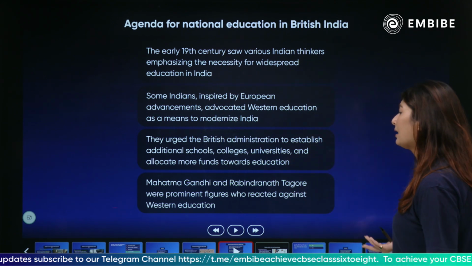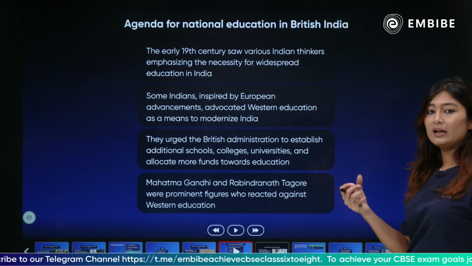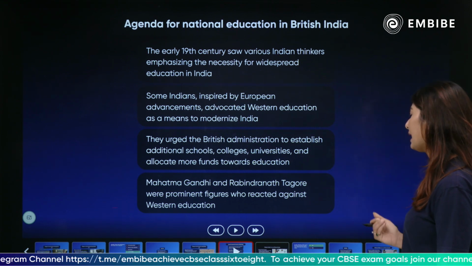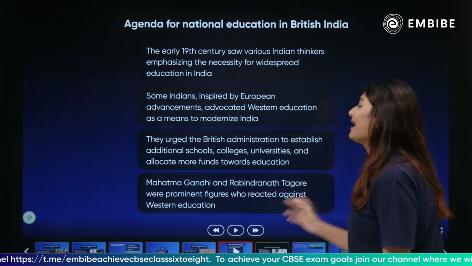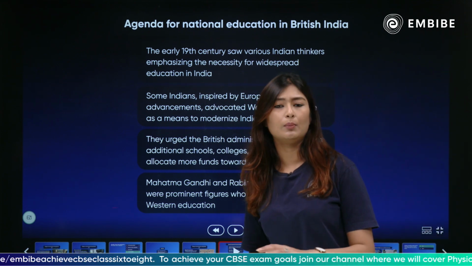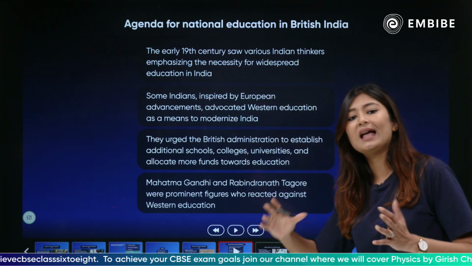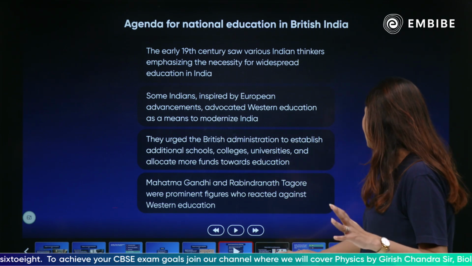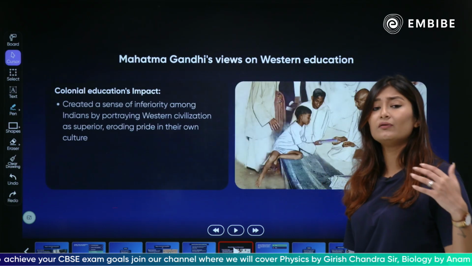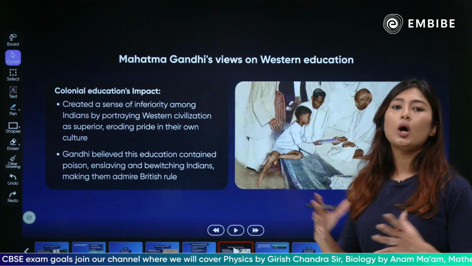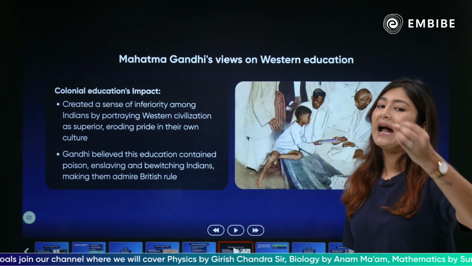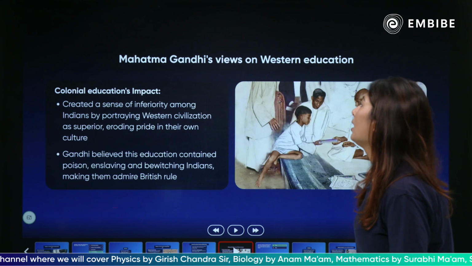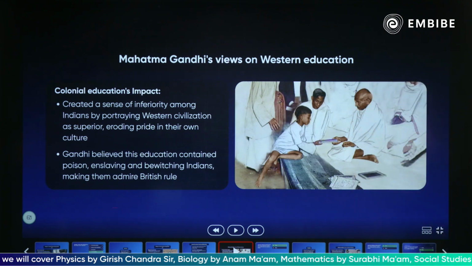Mahatma Gandhi and Rabindranath Tagore, they were very, very prominent, they were these big figures at that time, but they were against the Western education. They were not completely in favor of all these changes and the way it was happening back at that time. They had various views which were in conflict with what a lot of Indians and definitely what Britishers wanted. So let's talk first about Mahatma Gandhi's view on Western education.